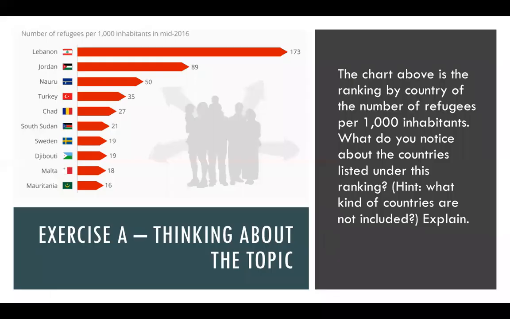Now, you must have read the articles and downloaded the worksheet. Let's start with exercise A. The chart above is the ranking by country of the number of refugees per 1,000 inhabitants. What do you notice about the countries listed under this ranking? Here is a hint. What kind of countries are not included? Please explain. If you are done with exercise A, you may move on to the next slide.